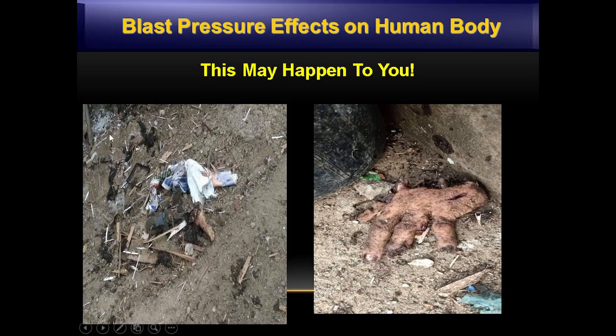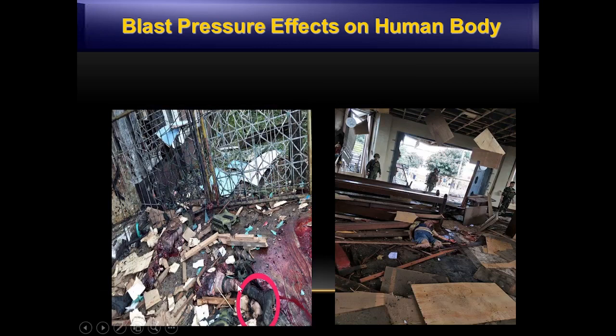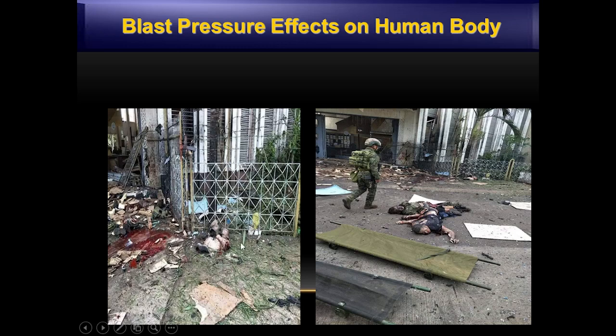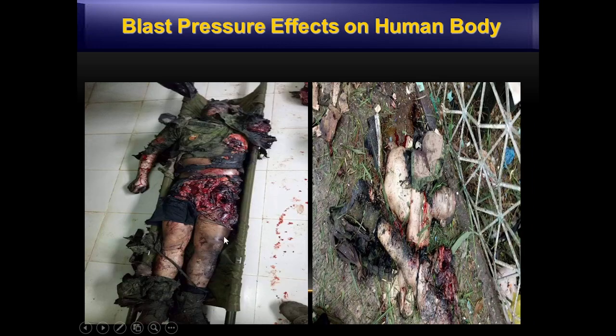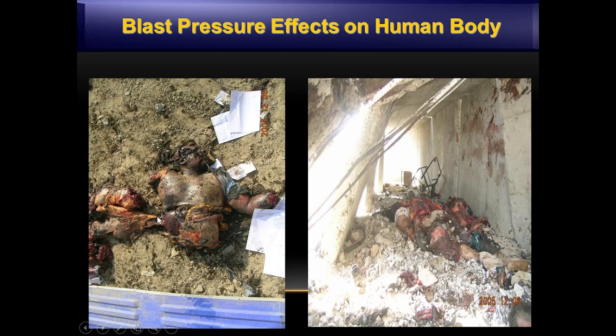So blast pressure effects on the human body. This may happen to all of us, of course. Okay? You saw that. What part of the body is this? The hand. The foot. Body parts. Severed body parts. Intestines came out. So this is the effect of a shock. This can happen to an EOD even if he wears a bomb suit and his parts are complete. But this can happen: his internals get mixed up.